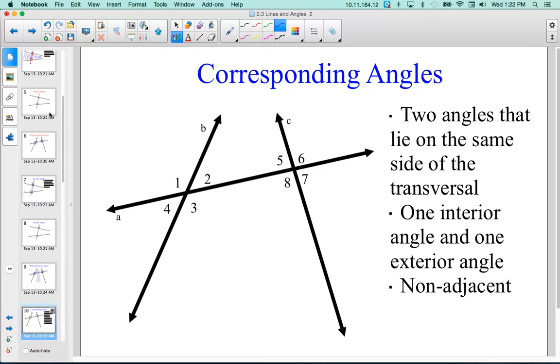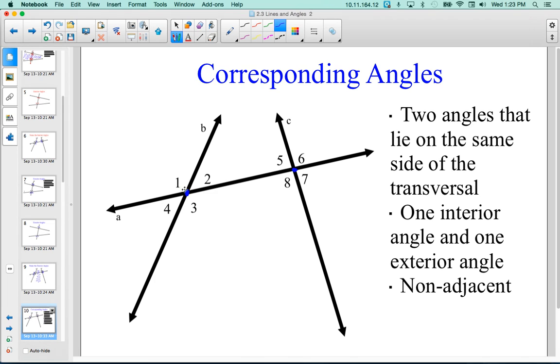Corresponding angles, okay? Two angles that lie on the same side of the transversal, one interior and one exterior angle, and they're non-adjacent. So when we have corresponding angles, we're going to talk about angles that appear at different intersection points, okay? So we have an intersection here, an intersection here. The way I like to remember them is they correspond to the same location from the intersection.